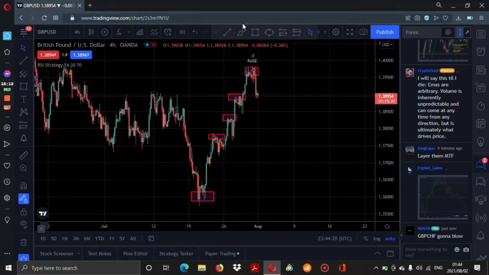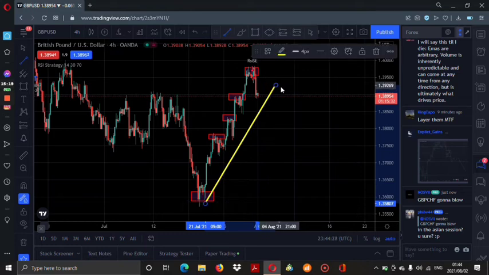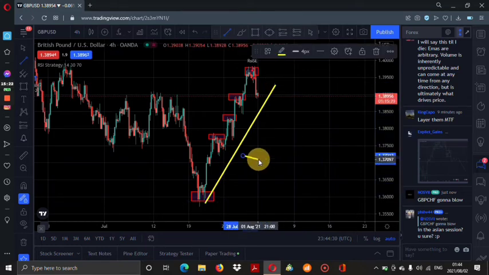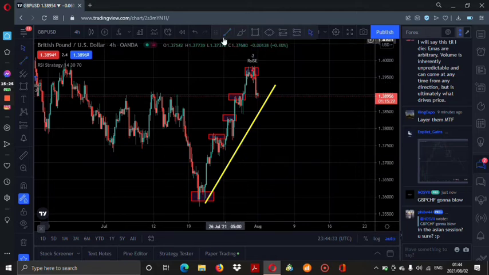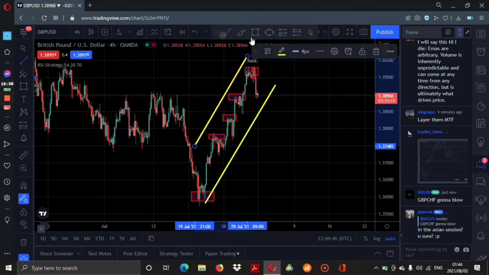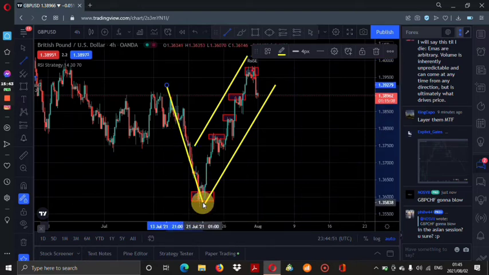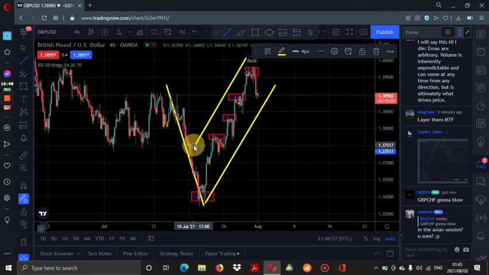So let me just draw a trend line to prove my analysis on a bigger time frame, on a bigger scale. It is quite simple, guys. As you can see, it's not that difficult. You have to learn your patterns and your candlesticks. As you can see here, for those who know, this is what is called the flag. The flag.